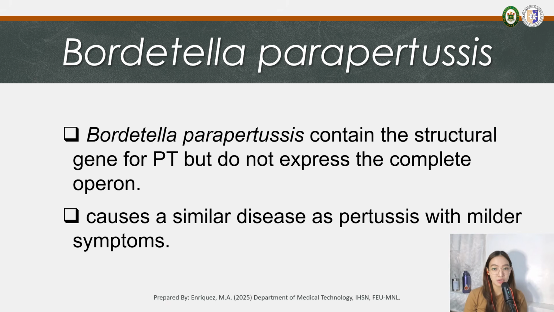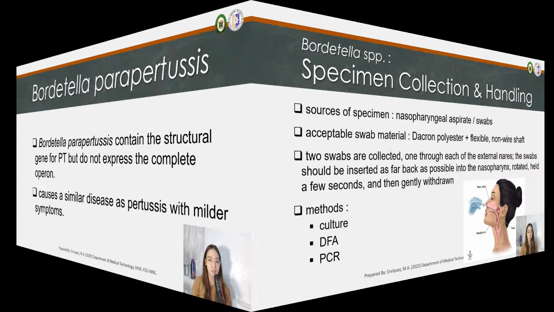For Bordetella parapertussis, all we need to know is that it causes a disease somewhat similar to pertussis but milder, since it also has the pertussis toxin gene but does not express the complete functional unit or operon. So again, Bordetella pertussis causes the more serious illness. Meanwhile, Bordetella parapertussis causes the same illness but with milder symptoms.